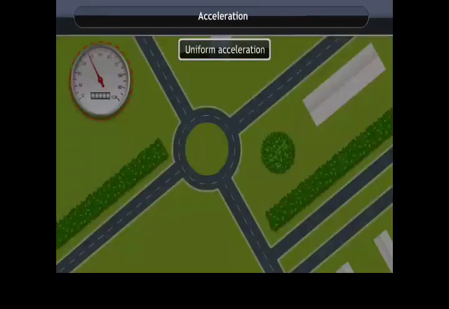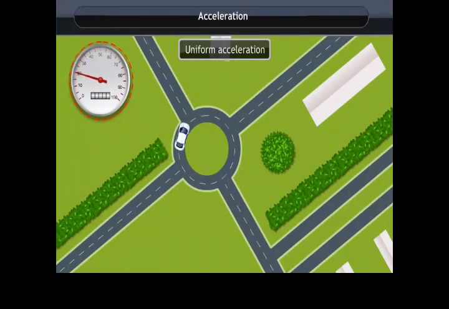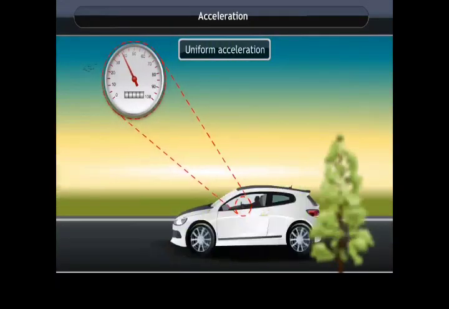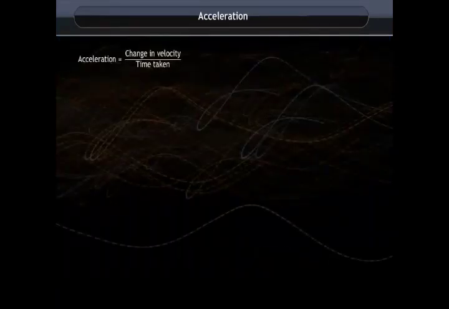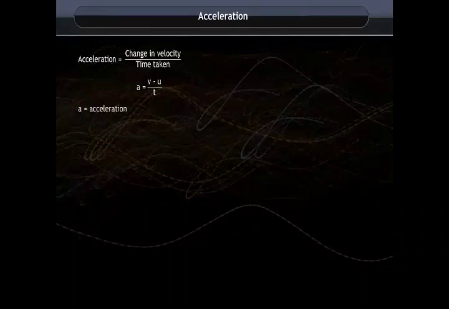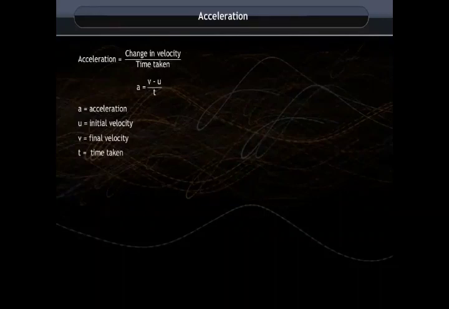Sometimes the speed of the vehicle remains the same, but its direction of motion changes. This change in speed or direction of a body in unit time is defined as acceleration. Acceleration can also be defined as the change in velocity per unit time. Acceleration is equal to change in velocity by time taken. a is equal to (v minus u) upon t, where a is the acceleration, u is the initial velocity, v is the final velocity, and t is the time taken.